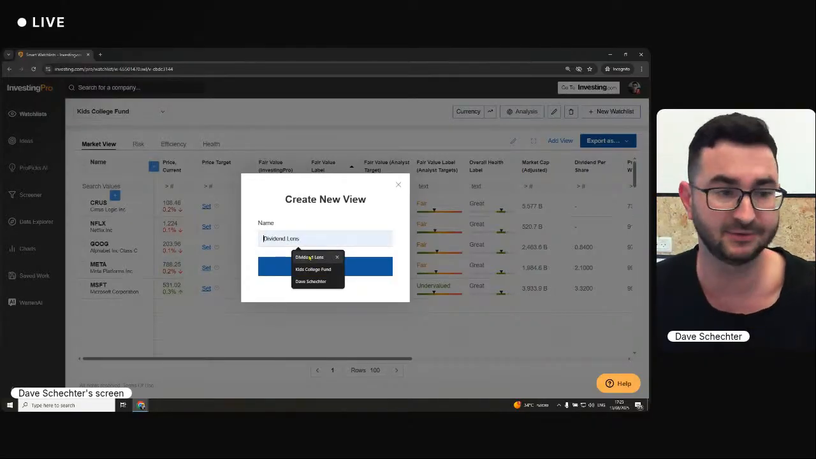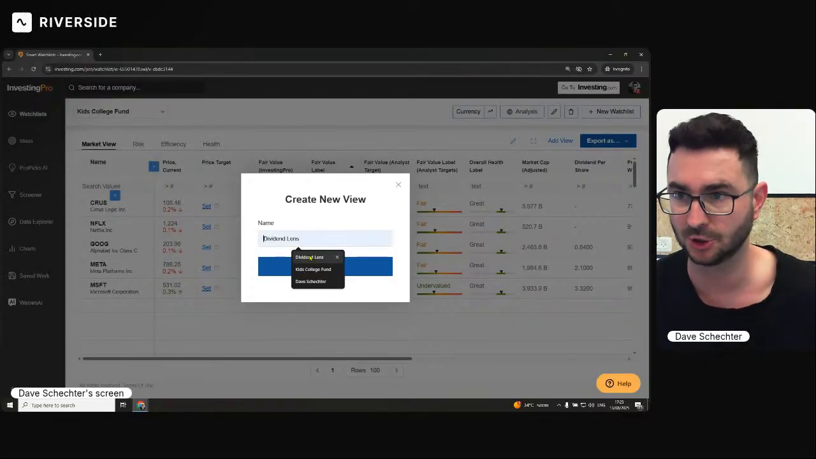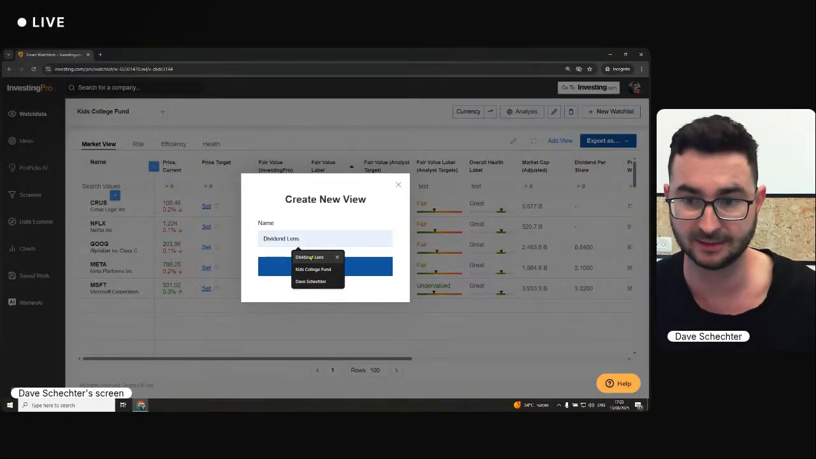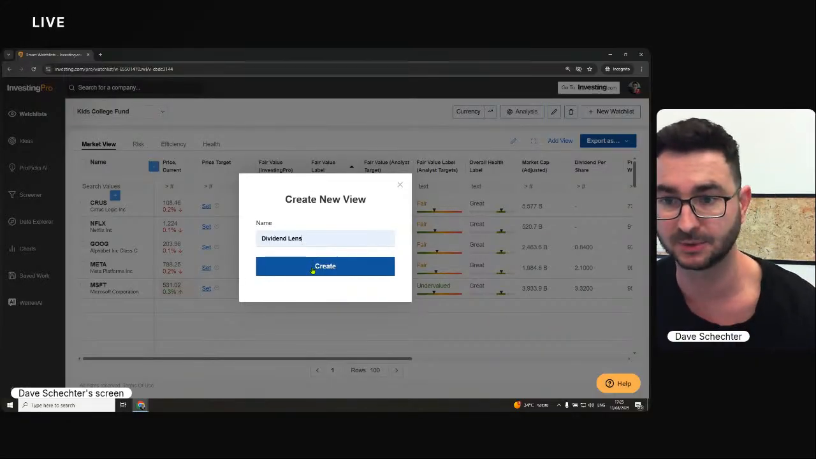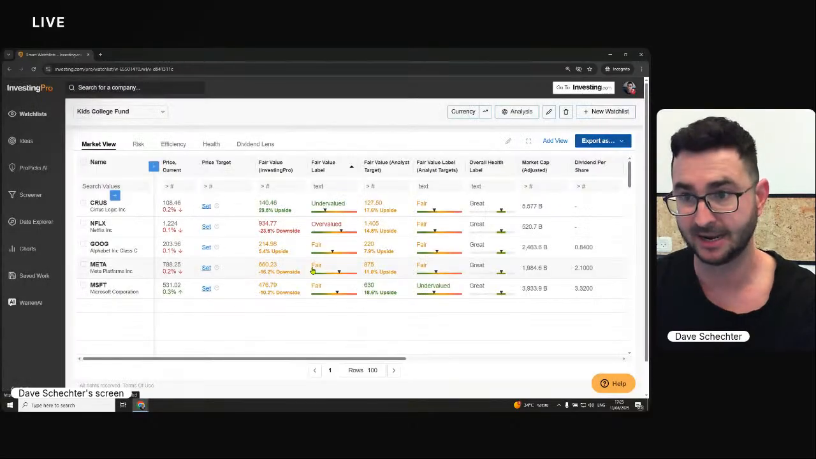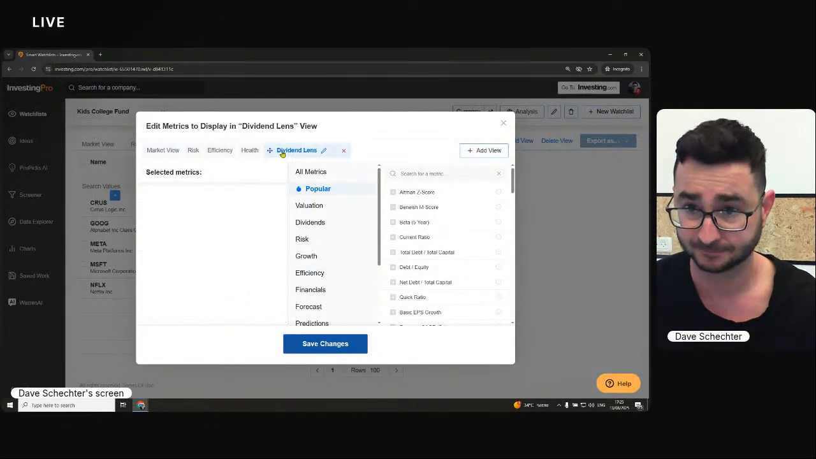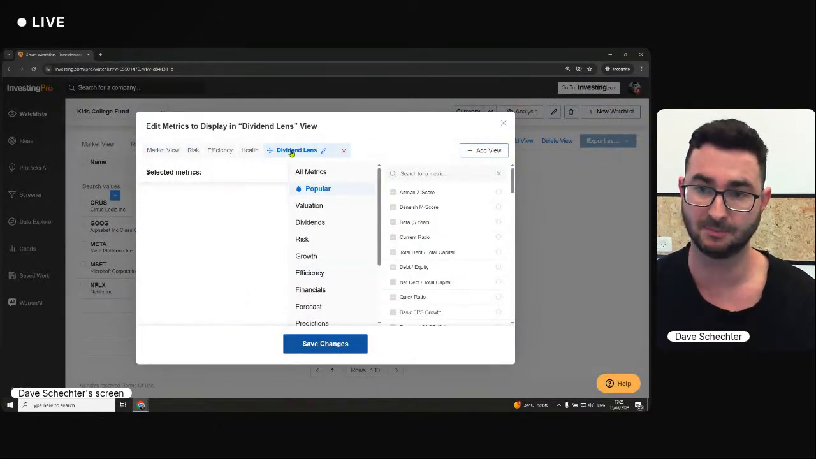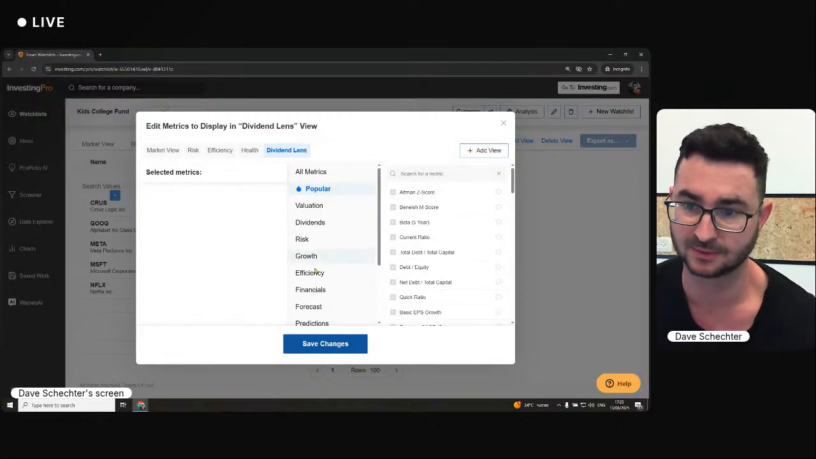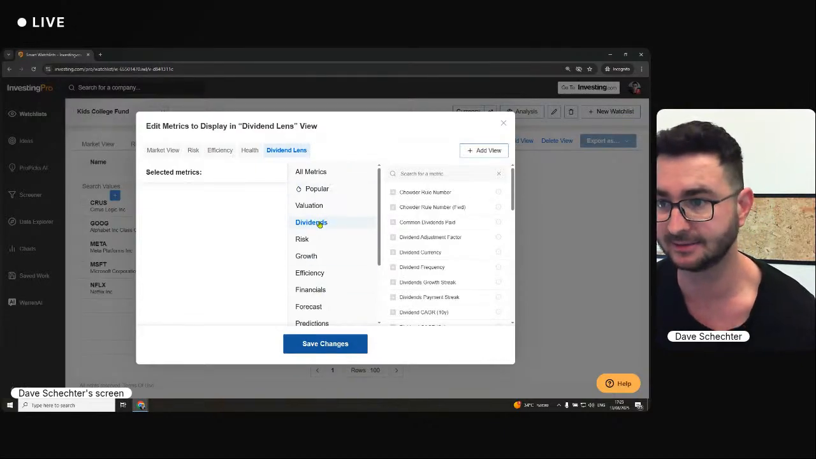Let's say I'm dividend oriented and I want to curate and analyze my portfolio specifically based on dividend metrics. So I'm going to call this particular view dividend lens. And now I'm going to dial in the metrics that I want to put into this view. So why don't we click on dividends.